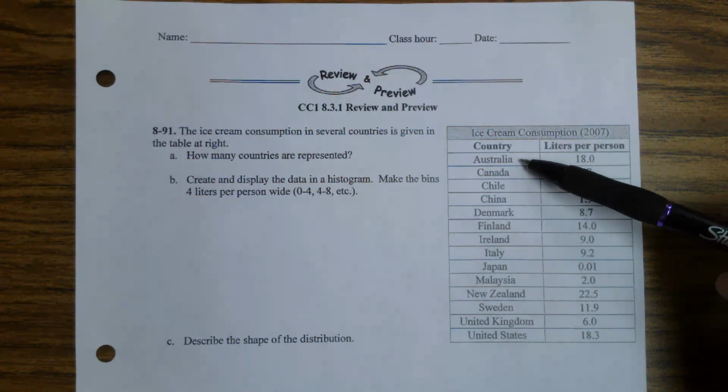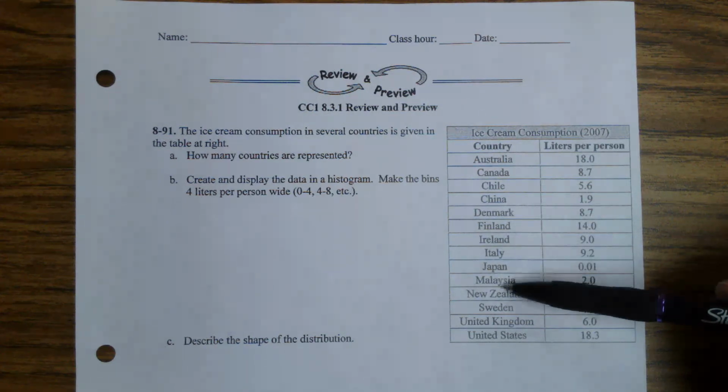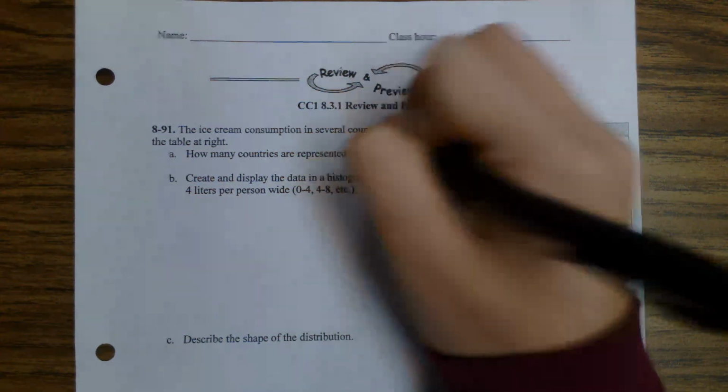Okay, so I'm just going to count 1, 2, 3, 4, 5, 6, 7, 8, 9, 10, 11, 12, 13, 14. There are 14 countries.